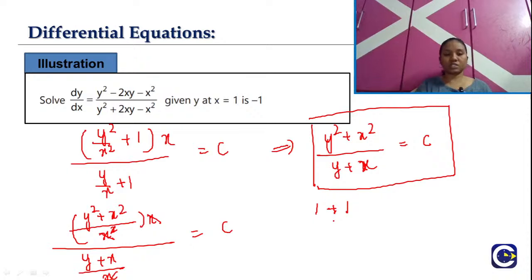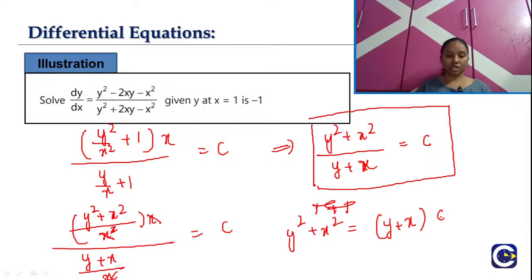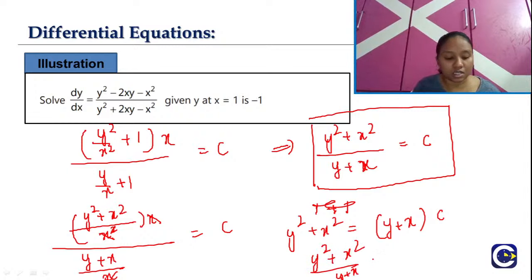So let's rewrite this. x square plus y square is equal to, so y square plus x square is equal to y plus x into constant c, right? So we have to substitute x equal to 1 and y equal to minus 1. If we substitute, c will be ending up equal to 0. That means our y square plus x square by y plus x will be equal to 0, right?